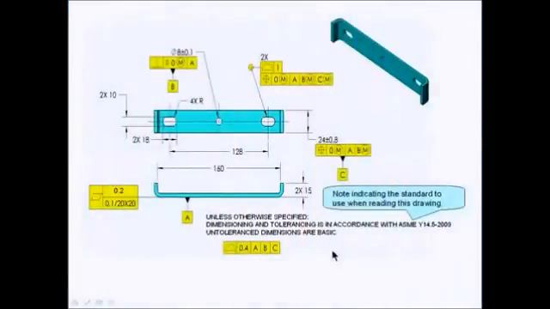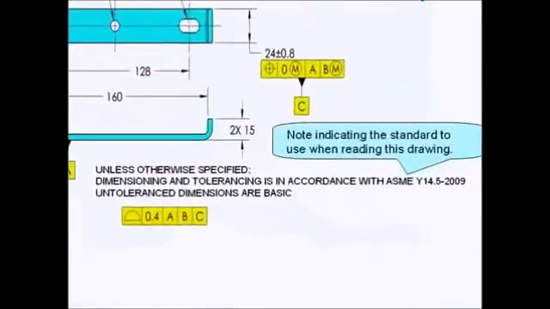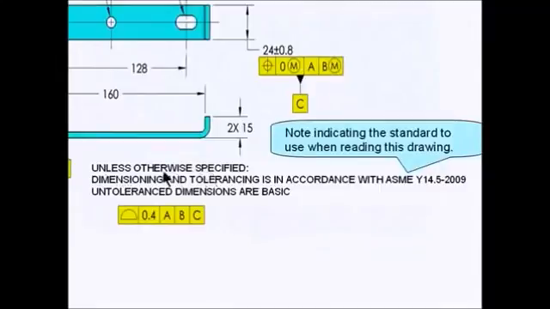Here's an example of how to state the standard that the drawing is made to. Down here in the notes, it says that dimensioning and tolerancing is in accordance with ASME Y14.5-2009. So all of the rules that are found in this Y14.5 standard apply to this drawing. Notice it says in accordance with. I like that a lot better than based on, which I see on many drawings.